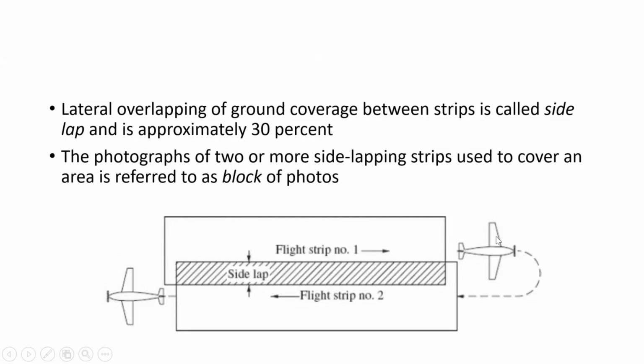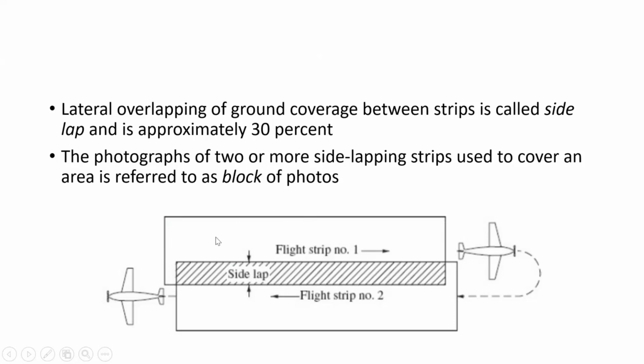This is one strip. The second strip is after taking a U-turn. These are the photographs taken along strip number 2. So there is an overlap between the strips also. Such an overlap is called side lap. This side lap is between the strips, and it is maintained at about 30 percentage.